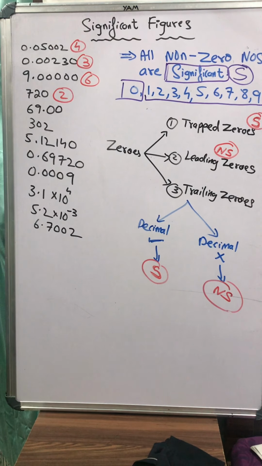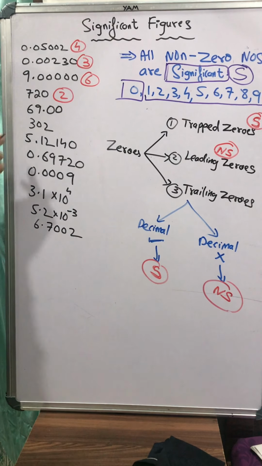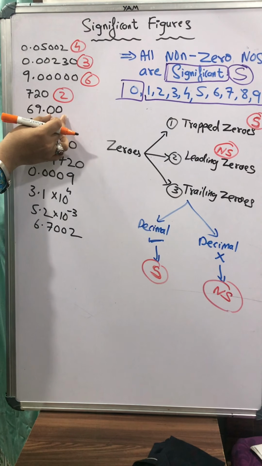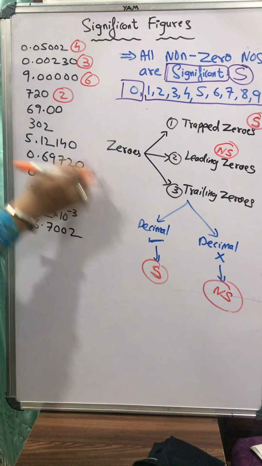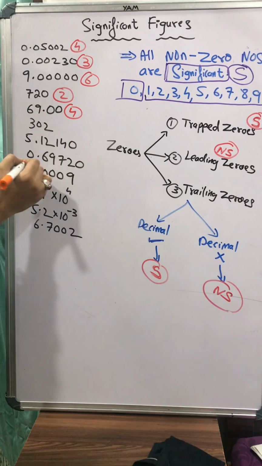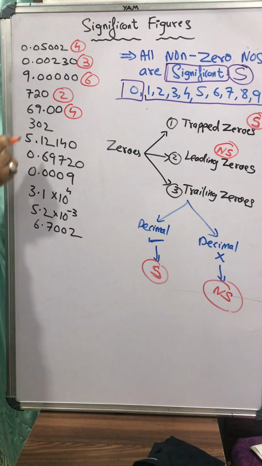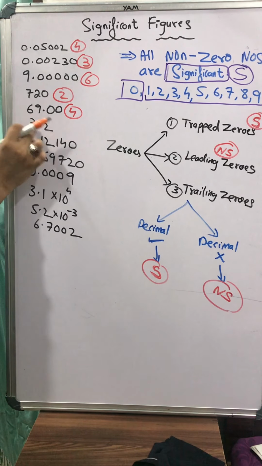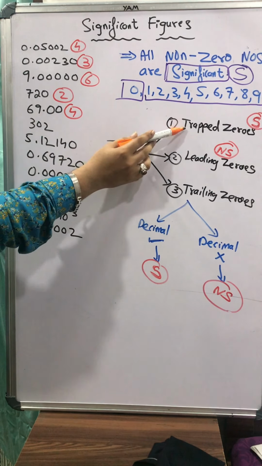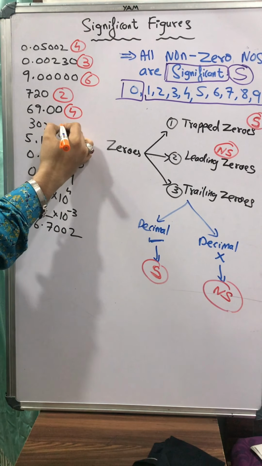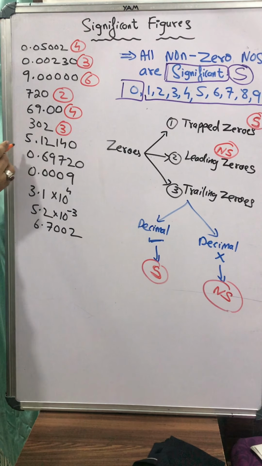69.00. Here we have trailing zeros and we have a decimal point also, so they will be counted. So it will be 4. 302, here 0 is trapped between 2 significant figures, 3 and 2. Okay, and trapped zeros are always considered as significant. So here 3 significant figures.